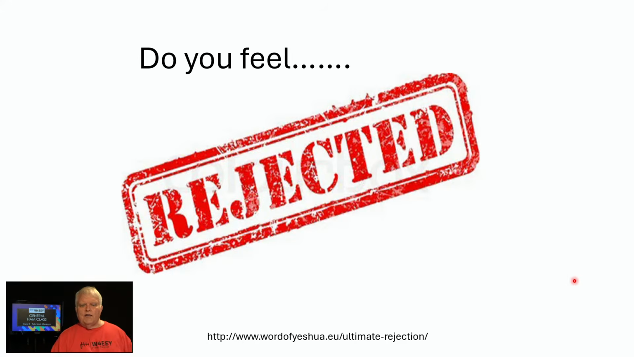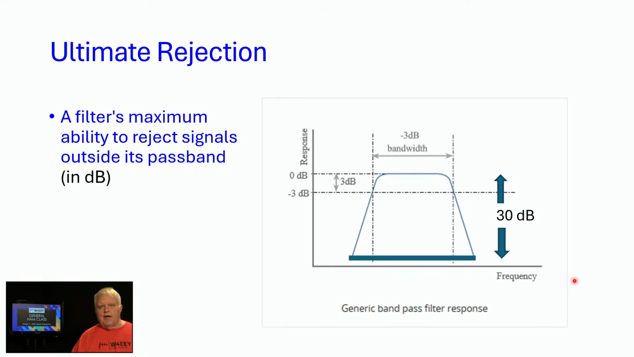Do you feel rejected? I want you to remember something called ultimate rejection. It's a filter's ability to reject signals outside its passband. So here we're looking at this filter's rated bandwidth, the 3 dB points. But the noise down here, it will actually filter out all of these signals down to the noise level. That's 30 dB. That's this filter's ultimate rejection. It's the ability of the filter to reject signals outside of its total passband.